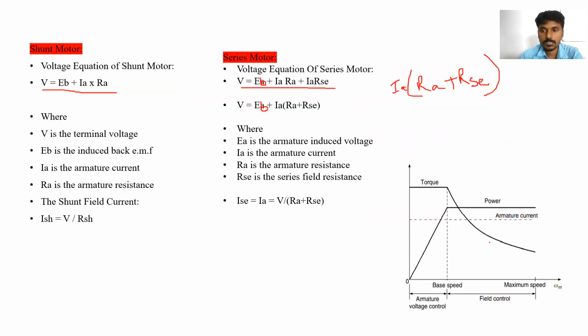We have already discussed these characteristics in the previous topic, the transmission characteristics: constant torque method, constant power method, and base speed. Have you remembered these characteristics? Two or three days back we discussed this.